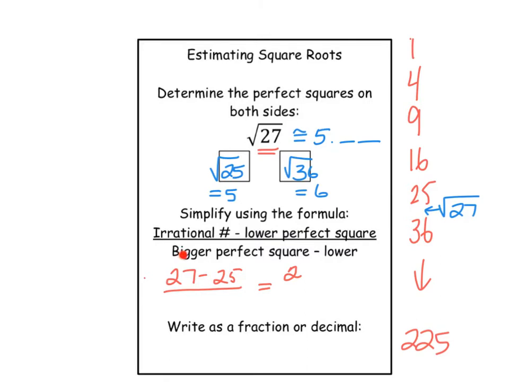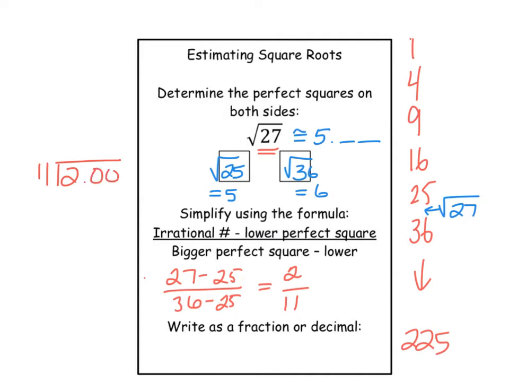And then we're going to take, for our denominator, the bigger perfect square, which is 36, and subtract from that the lower perfect square. And so we will get 36 minus 25. And that gives us 11. So now we need to change this 2 over 11 into a decimal, and that decimal is going to go right here. So we need to know how many times 11 goes into the number 2, and I'm going to put a decimal point and 2 zeros.